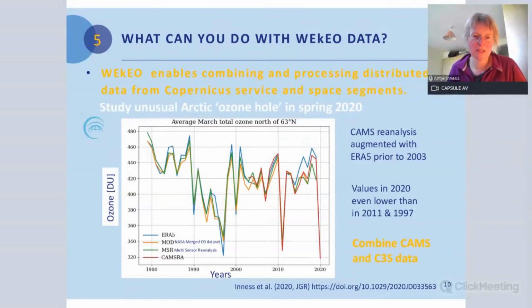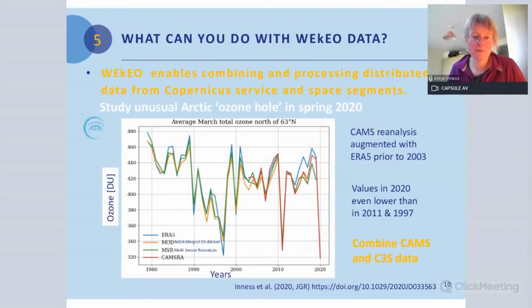And this is shown here in a plot that combines C3S and CUMS data. So this is another advantage that WEkEO brings. You can combine data from the various services. And it shows a time series of the March ozone north of 63 degrees.